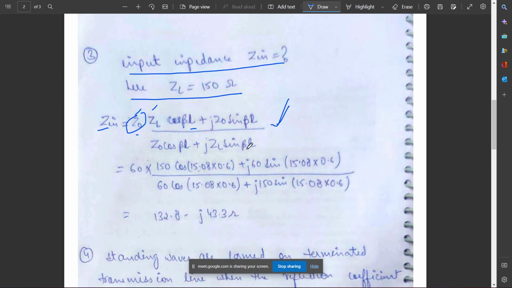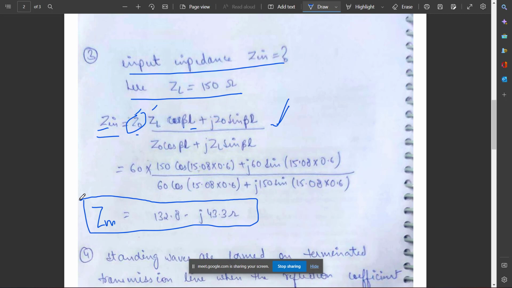Or is there anything else missing? No, we know all the terms, we know the formula. We will put it in this formula, and we will get Zin, right? It is equal to 132.8 plus j 43.3 ohms. Is there any issue here? Any doubt?